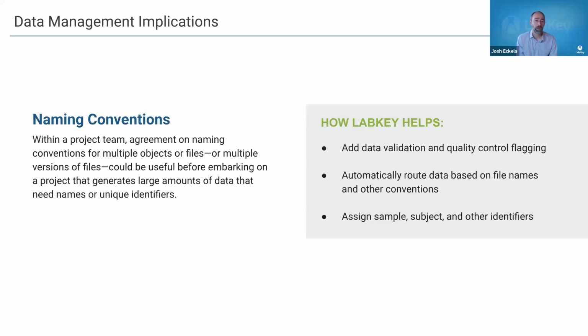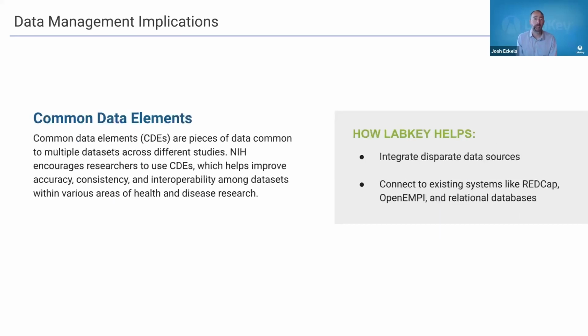So LabKey can do validation of those to make sure that any identifier is following that naming convention as prescribed. It can take activities, kick off an analysis pipeline, or import data based on file names and other conventions. Knowing that if a file name ends with QC, for example, it's routed to a different location where you're monitoring your instrument performance as opposed to your primary experimental assay. And it can also assign identifiers for things like samples or subjects to have a consistent pattern and a full catalog of the named entities.